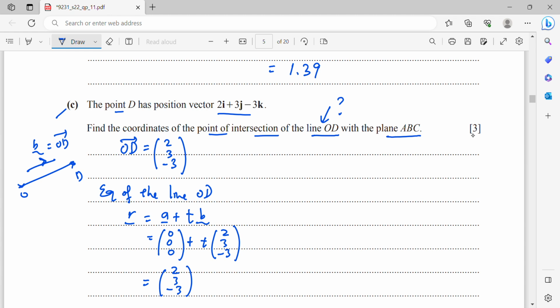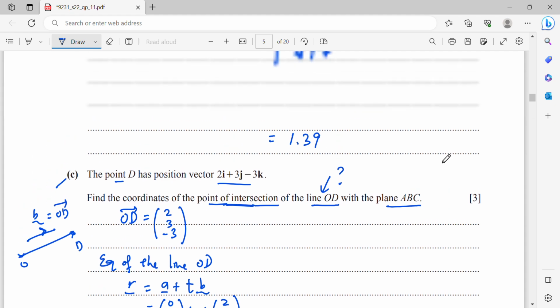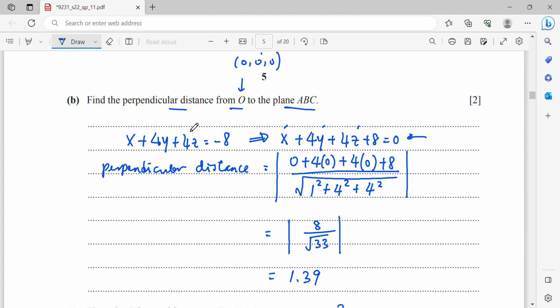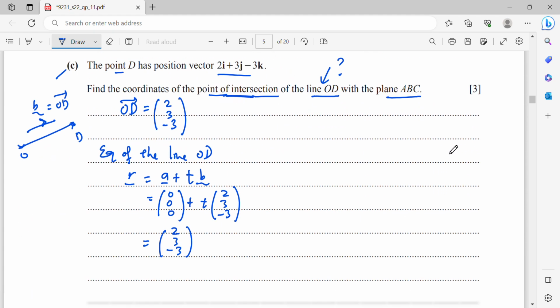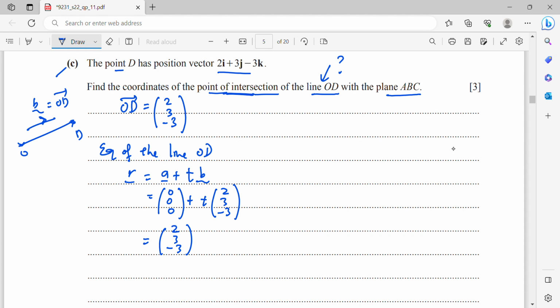Okay, and now to find the intersection point, since just now we have formed the plane ABC in Cartesian form, x, y, z, I need to get the x, y, z from this equation of the line OD. So I will change my r to x, y, z.